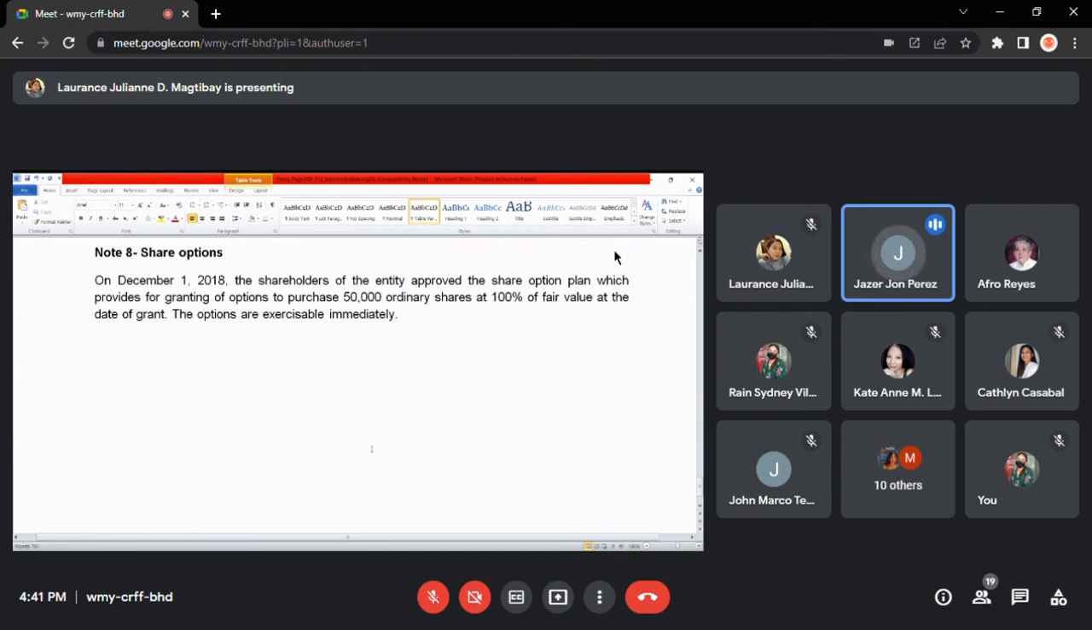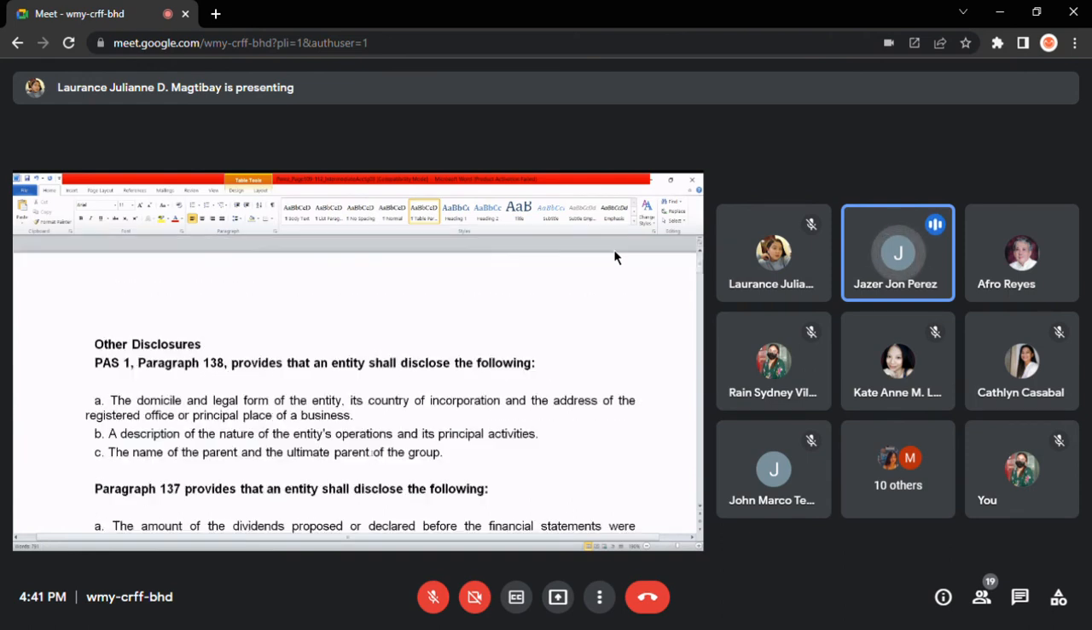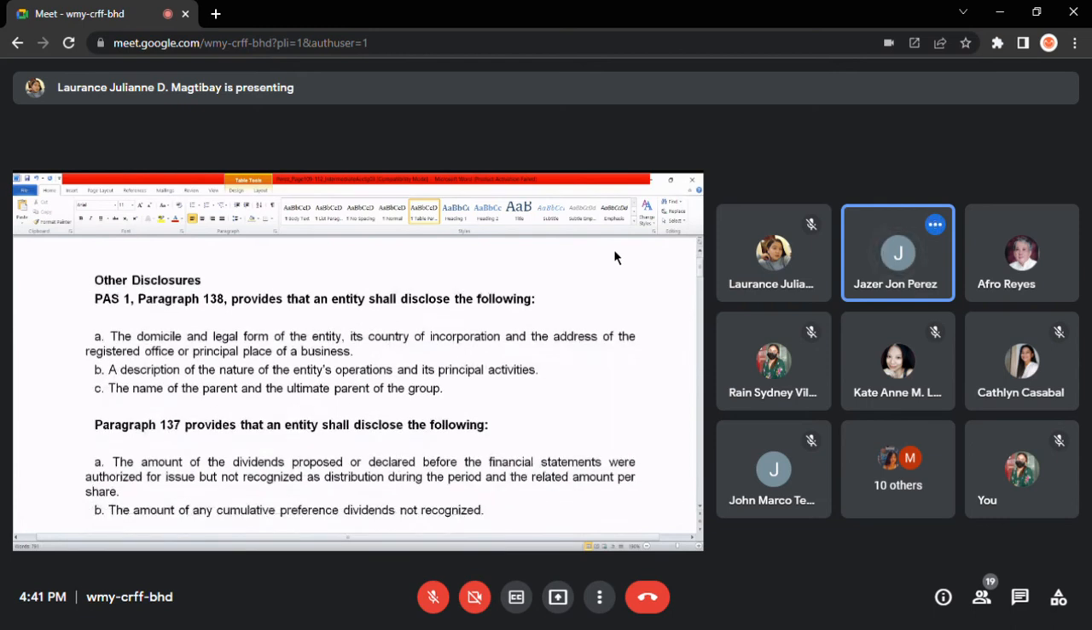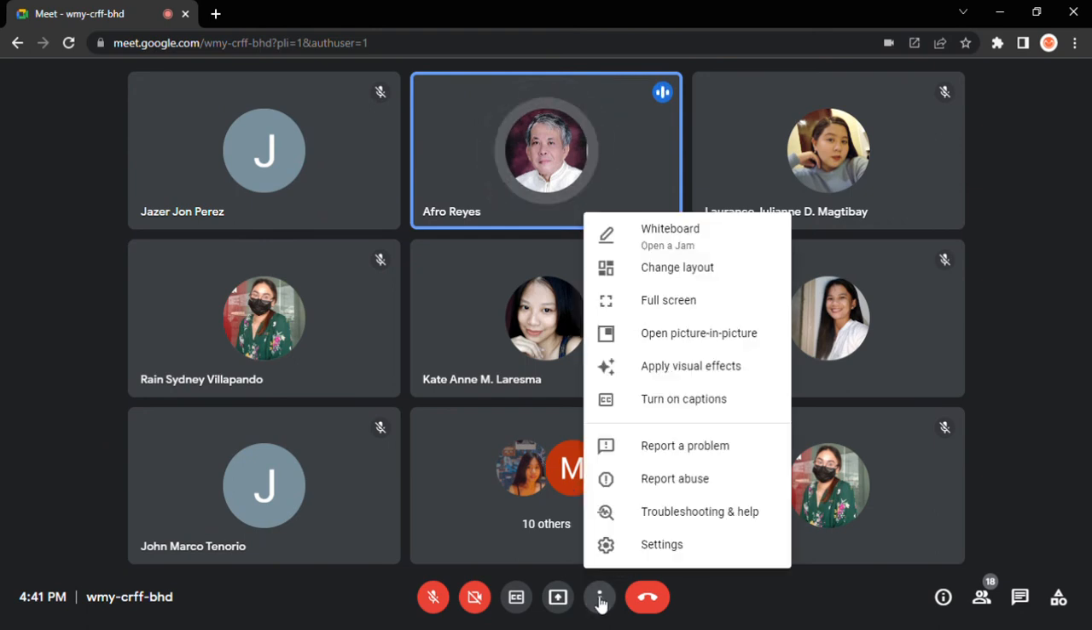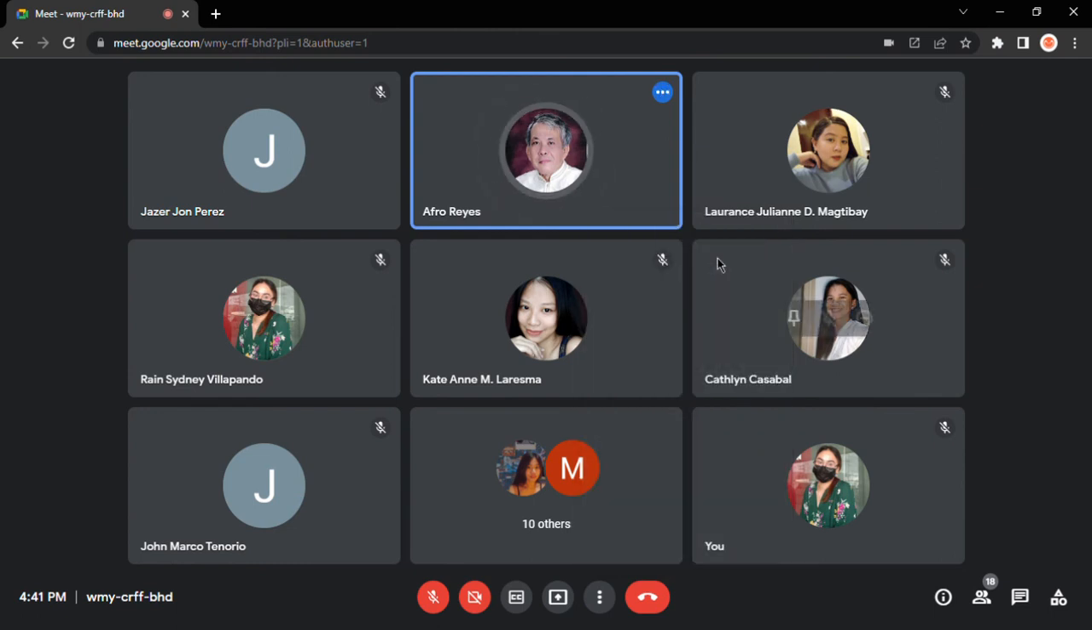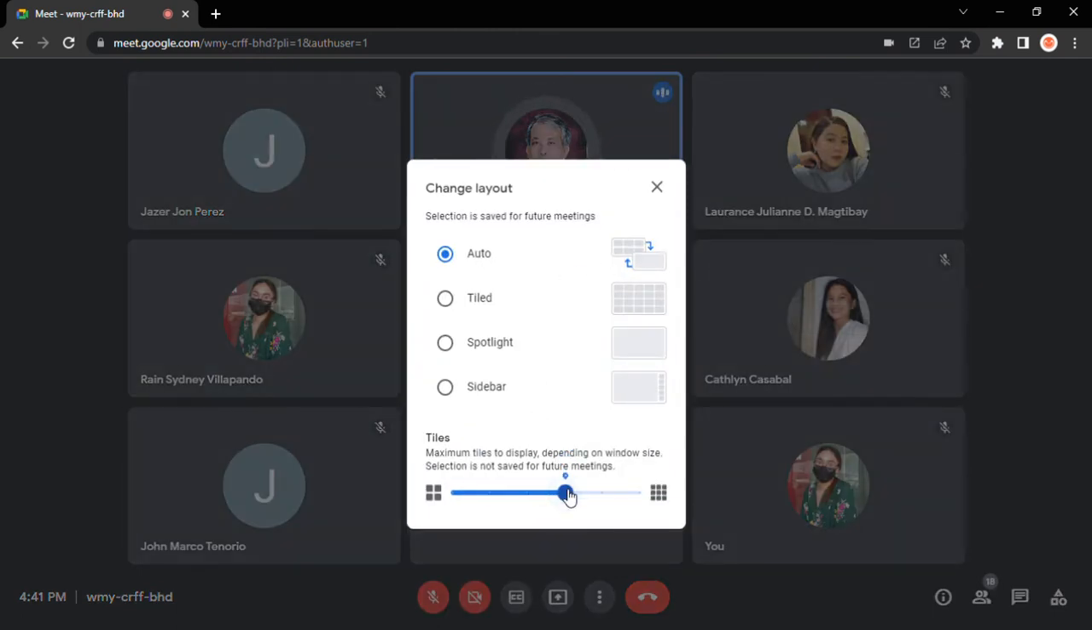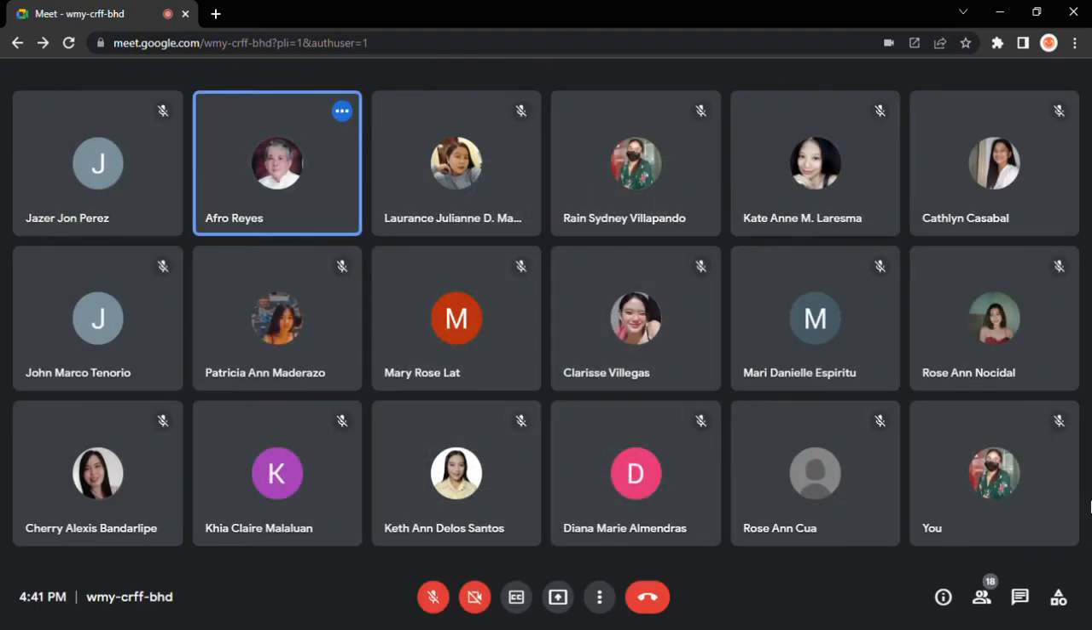So these are the examples of the notes to financial statements, and the amounts are assumed, together with the disclosure. That's all. Thank you po. Okay. Plus, you have seen how the notes to financial statements should look like, and what are the matters that should be contained in the notes.